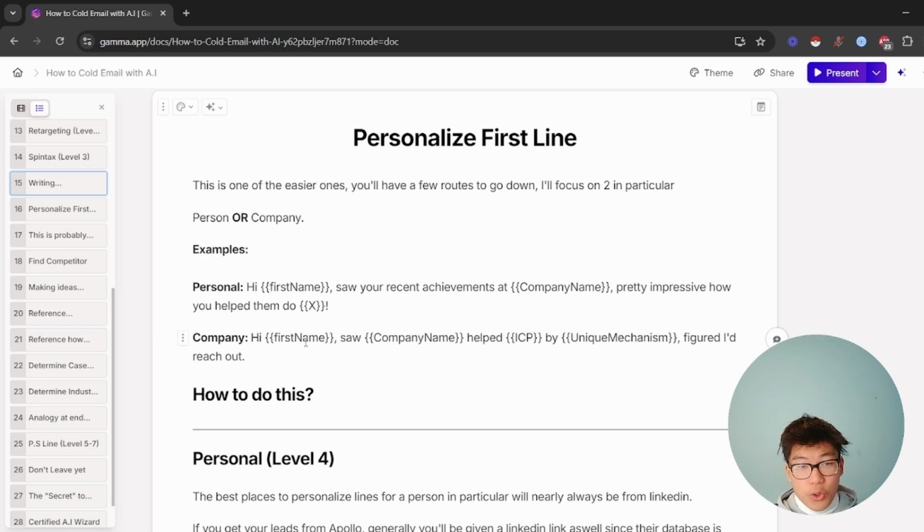So it's you doing research. You actually looked into them. It's personalized to that person. Next one is: "Hi company name, saw company help ICP by a unique mechanism. Figured I'd reach out." So you've done research into a company. They help these type of people and they use this mechanism. This is a good branch for later on in the email, but it shows you did your research.